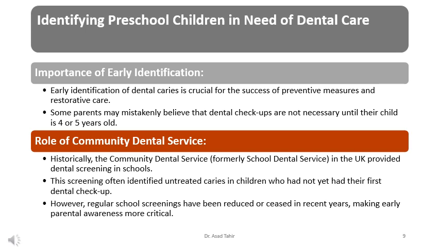Importance of early identification. Early identification of dental caries is crucial for the success of preventive measures and restorative care. Some parents may mistakenly believe that dental checkups are not necessary until their child is 4 or 5 years old. Role of community dental service. Historically, the community dental service, formerly school dental service, in the UK provided dental screening in schools. This screening often identified untreated caries in children who had not yet had their first dental checkup. However, regular school screenings have been reduced in recent years, making early parental awareness more critical.